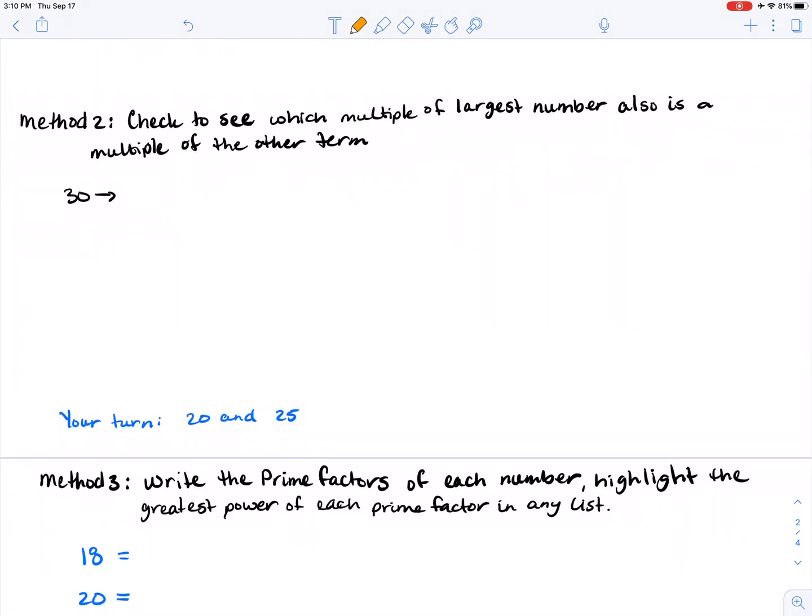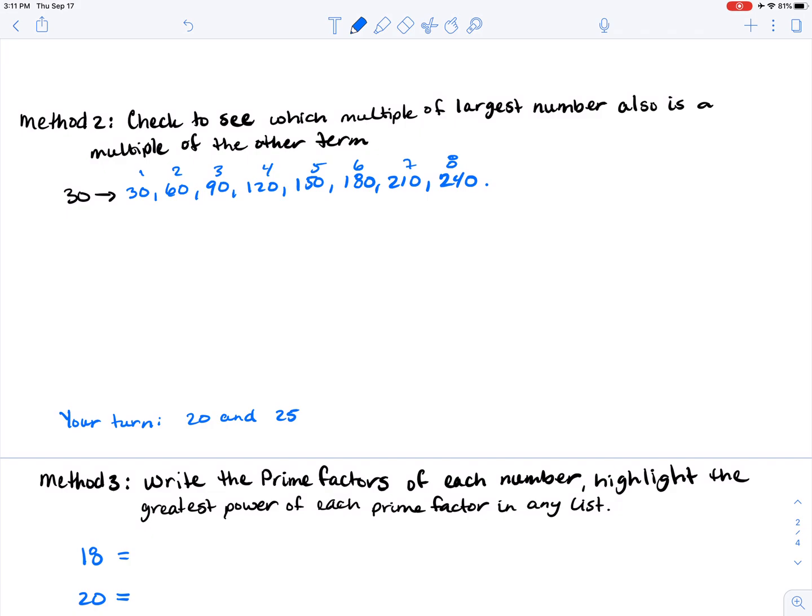So for method 2, you check to see which multiple of the largest number only is also a multiple of the other terms. So I'm only going to put the multiples for the number 30. So that's the largest number. So I'm going to write down 30, 60, 90, and I'm going to keep going, 120, 150, 180, and 210. I'm going to stop at 240. I think that'll be enough. So again, it's 1, 2, 3, 4, 5, 6, 7, and I stopped at 8.